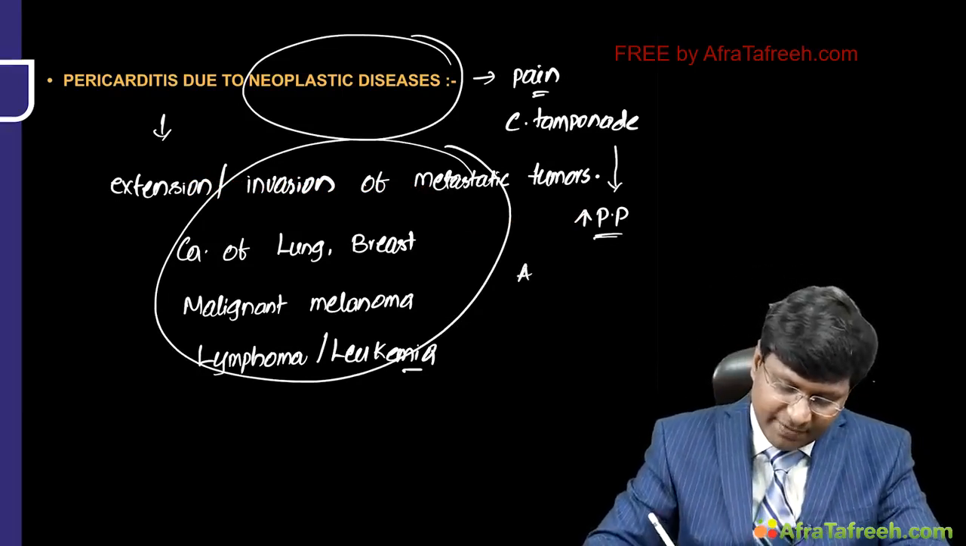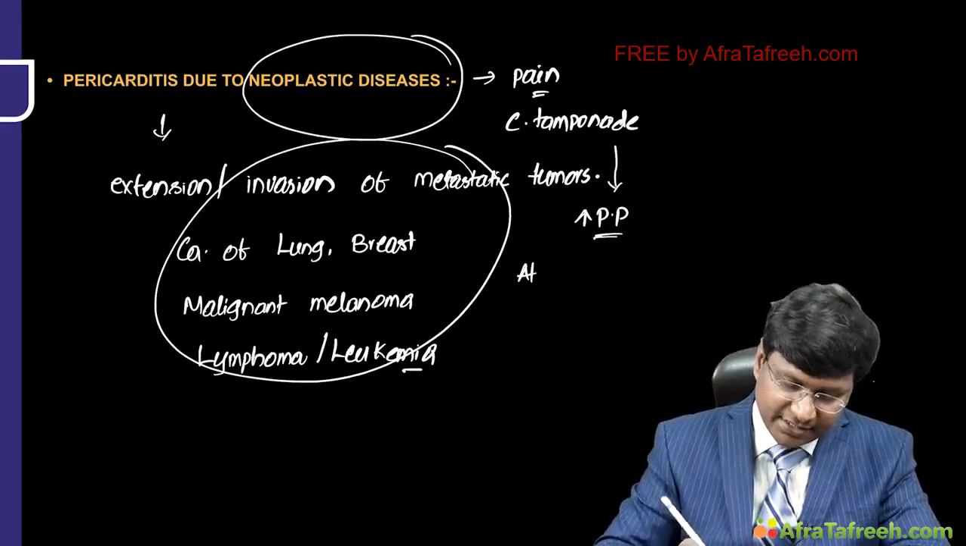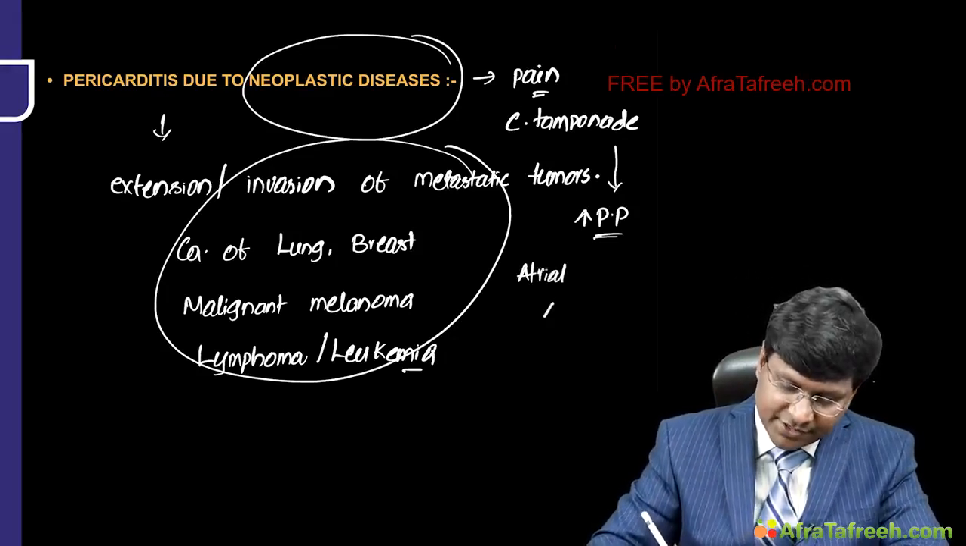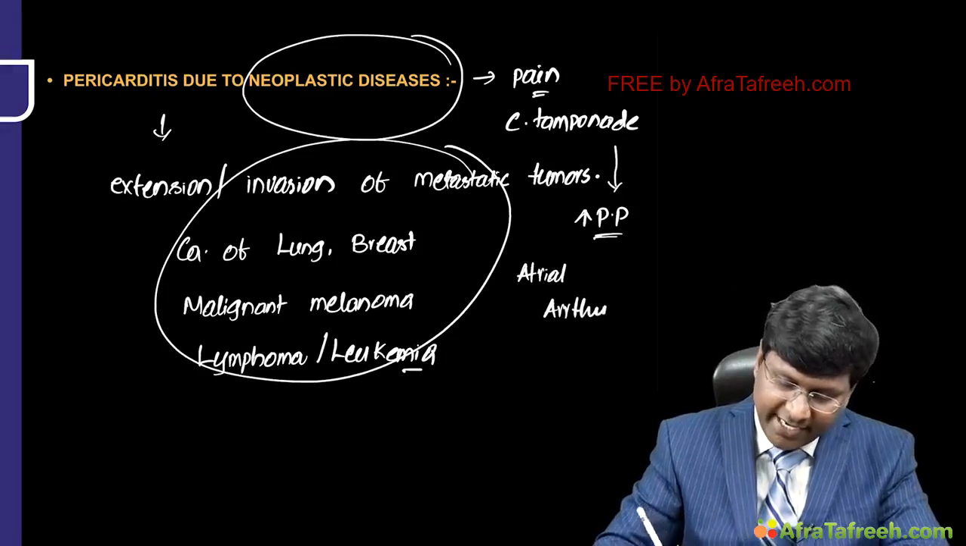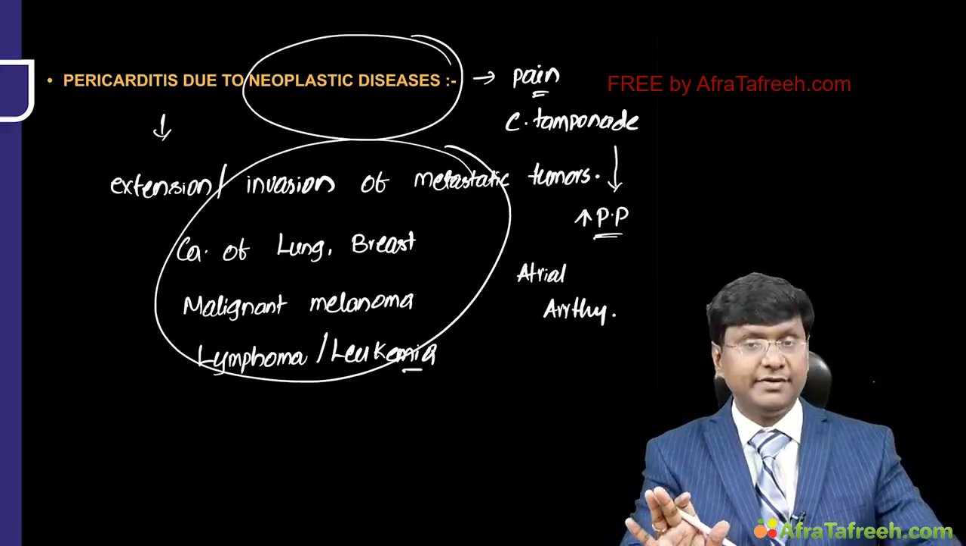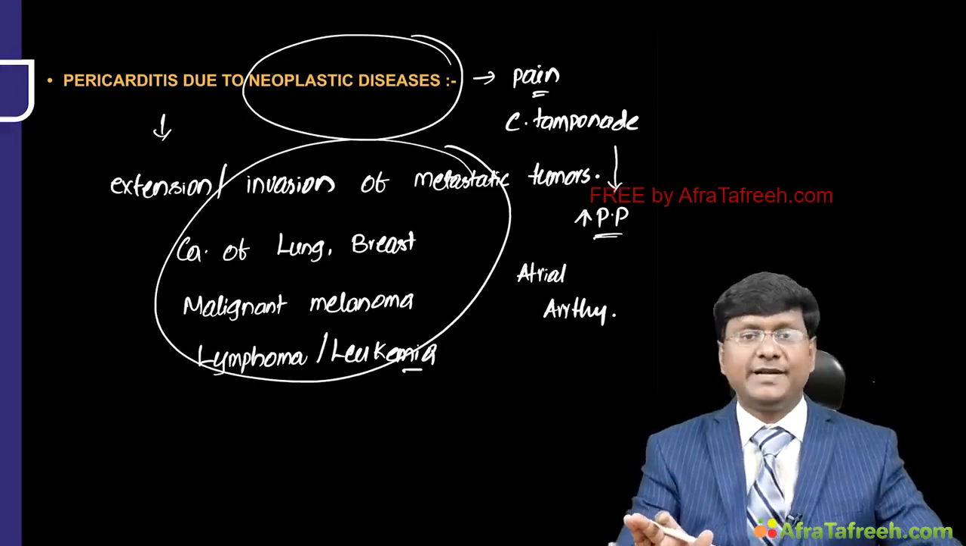That is the reason why there will be sudden onset dyspnea. And the other complications of neoplastic diseases causing pericarditis are the development of atrial arrhythmias. These are the common complications that can be associated with pericarditis due to neoplastic diseases.